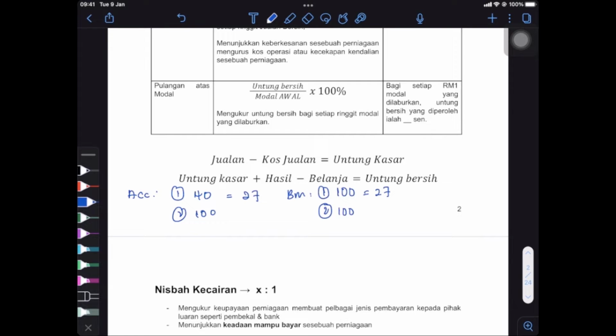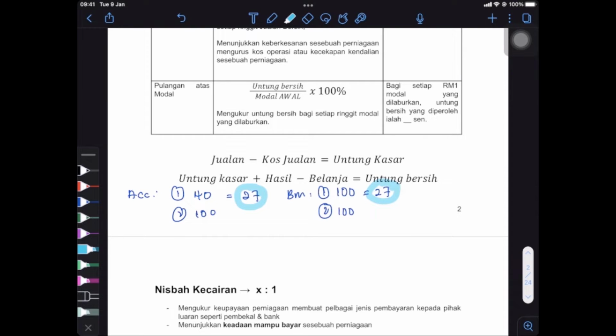So if we don't convert it into a percentage, and we're just telling our parents, for accounts I get 27 for paper 1, and for BM paper 1 I get 27, and I'm not telling my parents how much is the minimum or how much is the total, they will think that my accounts is actually the same as my BM performance. Right? Just 27 and 27.